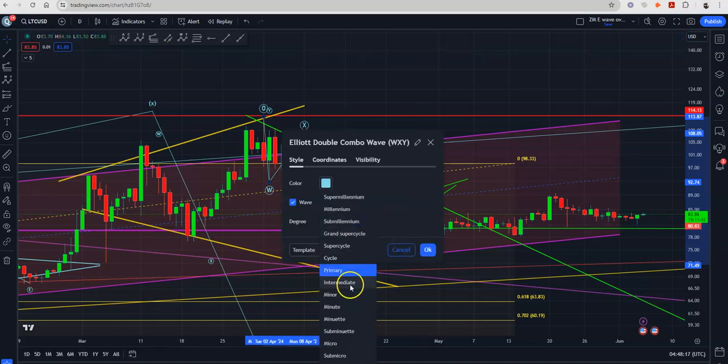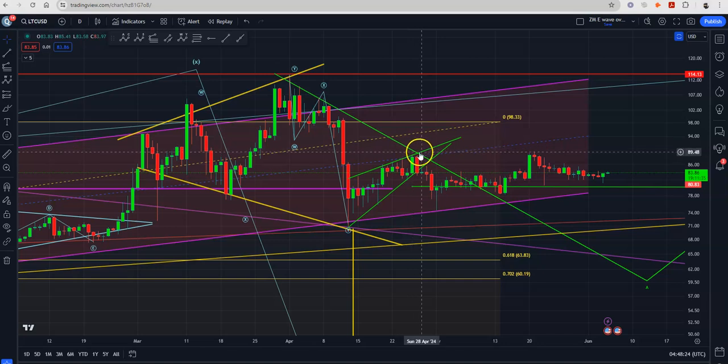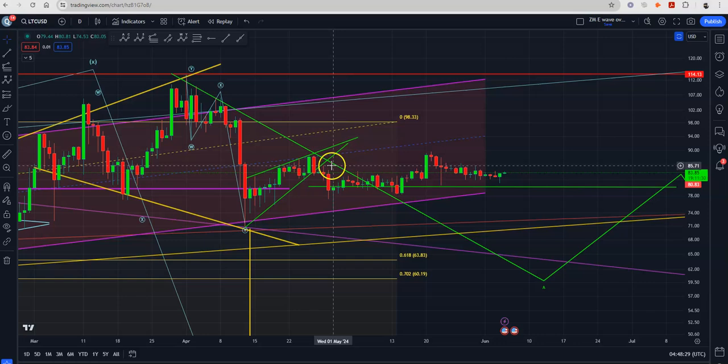Let's bring this down to, let's do micro. You can see it easily. This is a triangle X, WX. And now we're looking for a W, X, Y wave down. Well, in reality, this X wave is looking like a WXYXZ wave up. So let's do that.